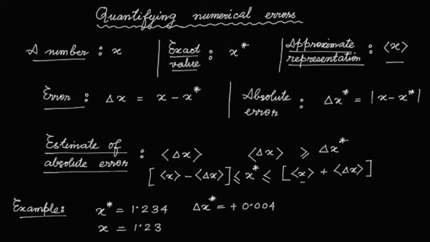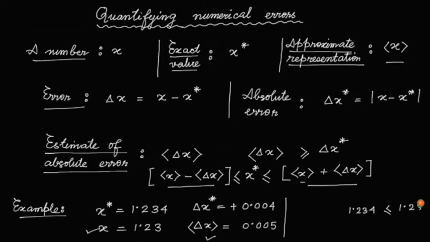And what is the value of, so what is this range? So if I say that my delta x estimate is greater than delta x star, so this is 0.005, then I can write that x star, which is 1.234, lies in between x plus this, which is 1.235, and x minus that, which is, what is that? 1.225, right? Now this is a correct statement.